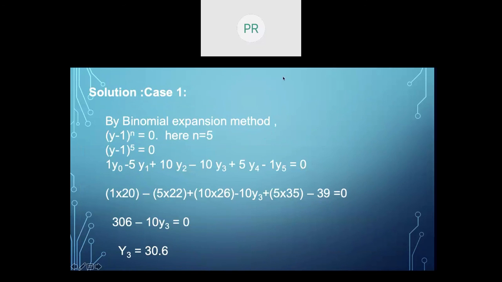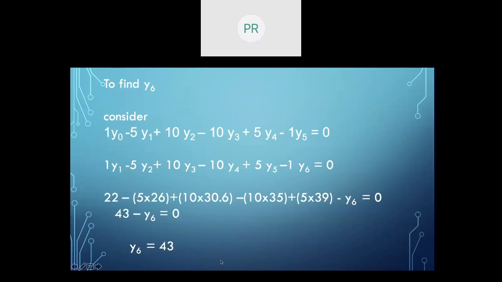So now this is the equation that we used for the calculation of y3. Now reconsider this equation, modify it, and we are going to arrive at the answer for y6. Consider this equation for case 2. So I have written the same equation here: 1 y0 minus 5 y1 plus 10 y2 minus 10 y3 plus 5 y4 minus 1 y5 equal to 0. The same equation that we used in order to get y3.